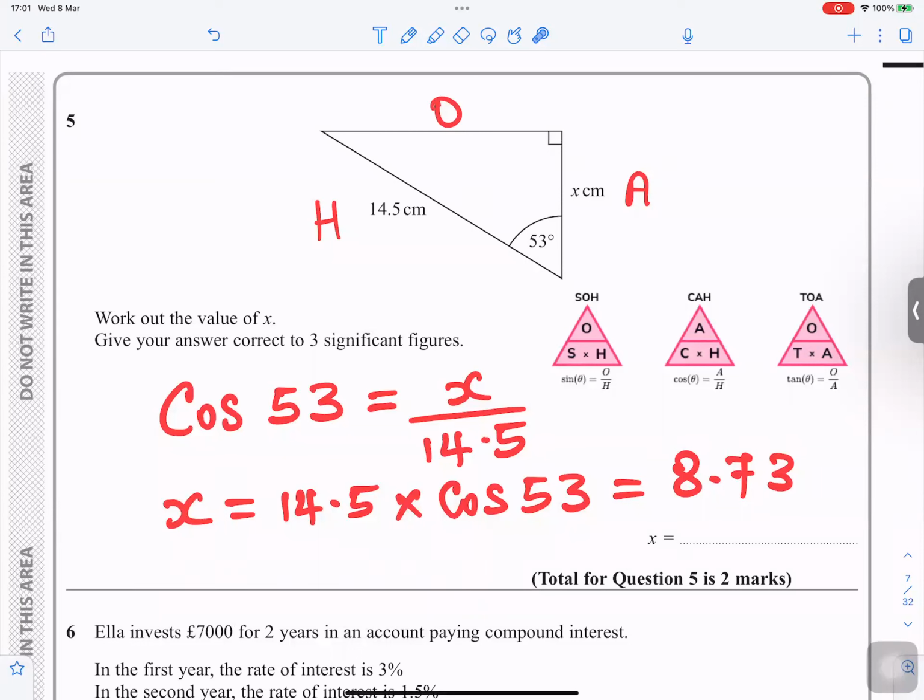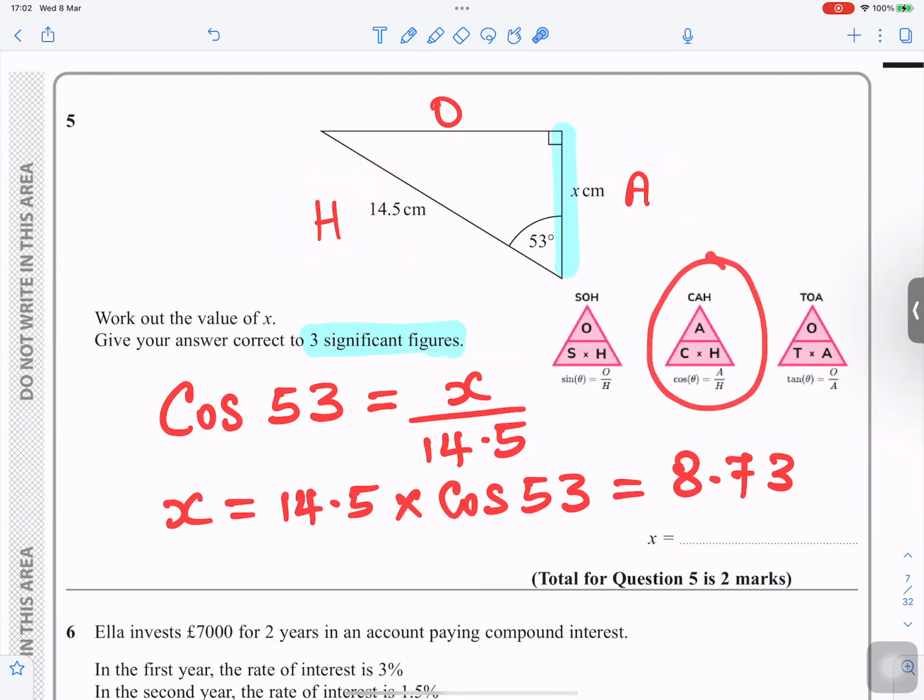Number 5, work out the value of X. X is that side there in centimeters. Give your answer correct to 3 significant figures. So the first thing we want to do is to label the sides of the triangle. If that's the angle there, that is the opposite, and the one next to it is the adjacent. So we want to find the adjacent, and we know the hypotenuse. So we choose the one with A and H, and the one with A and H is the cosine.